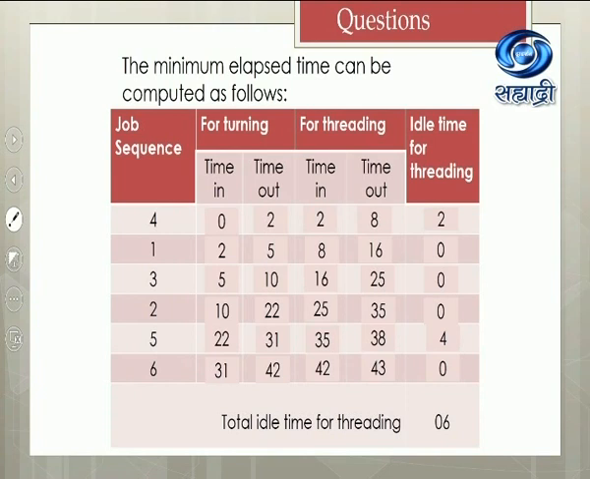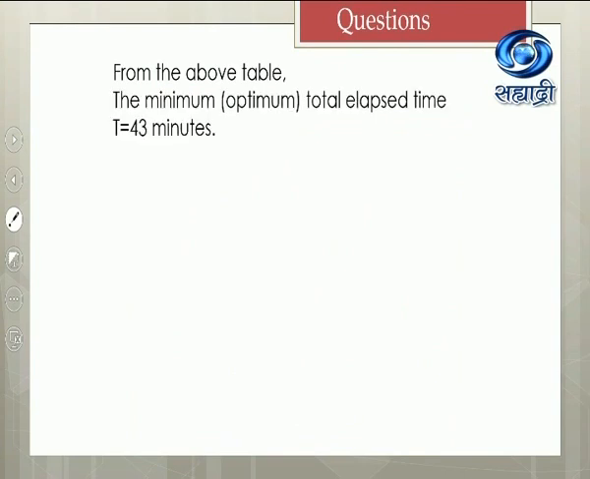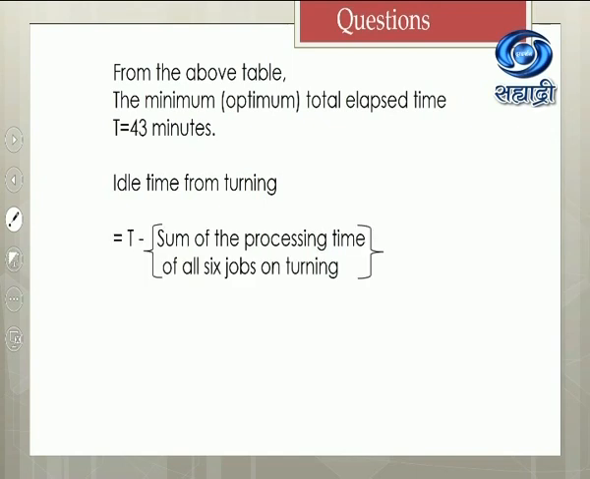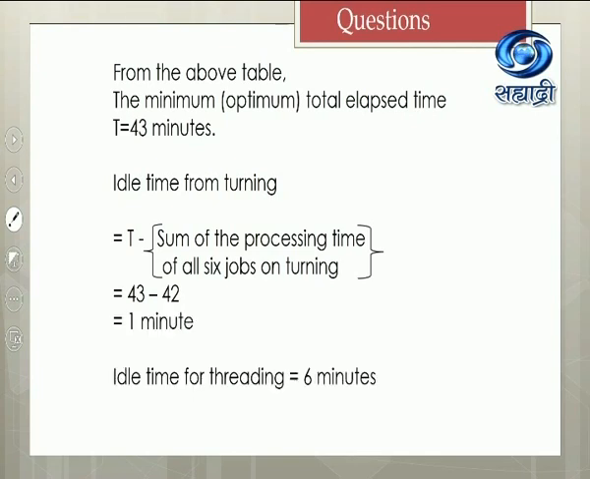Now we will see idle time for turning. Here you can see that it has finished in 42 minutes. So let us see. From the above table, the minimum total elapsed time is 43 minutes. So idle time for turning is T minus sum of processing time of all 6 jobs on turning. So which is 43 minus 42 equal to 1 minute. Idle time for threading is 6 minutes. Idle time for turning is 1 minute. And this way your problem is solved.